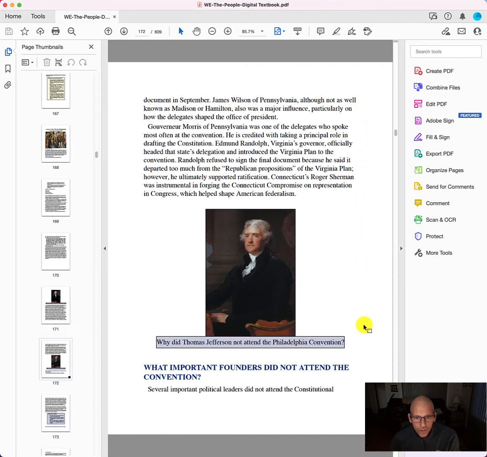Why did Thomas Jefferson not attend the Philadelphia Convention? What important founders did not attend the convention?